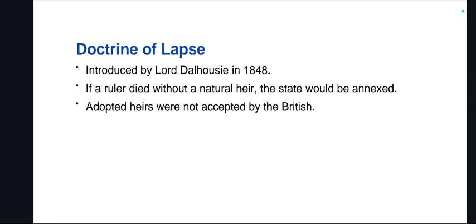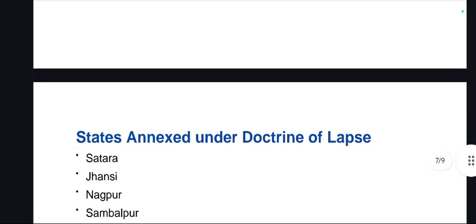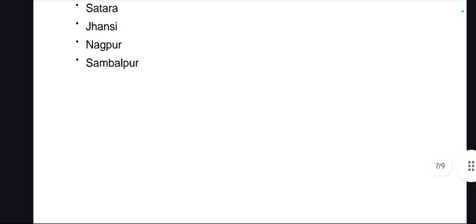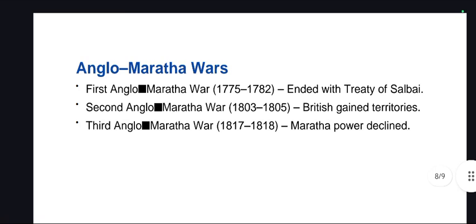Adopted children were not accepted by the British. If the king or queen died without a child or without a male child, their adopted child had no right to come to the throne. This is the doctrine of lapse. Then we have the states which were annexed under the doctrine of lapse: Satara, Jhansi, Nagpur, Sambalpur, and they also come under the subsidiary alliance. Okay. Then after this we have the next topic, the Anglo-Maratha wars.